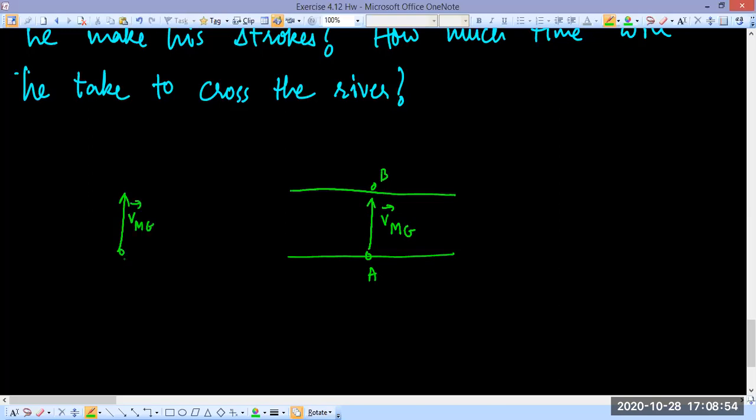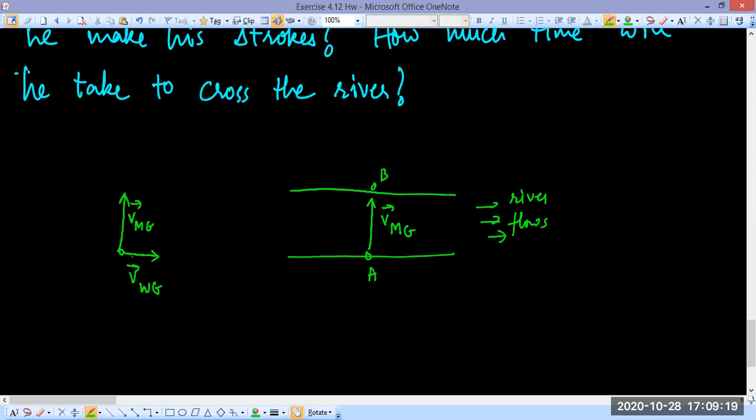Right? And suppose the river is flowing towards the right side, then that would mean velocity of water with respect to ground would be towards the right side. Now the question is, in which direction should he make strokes?